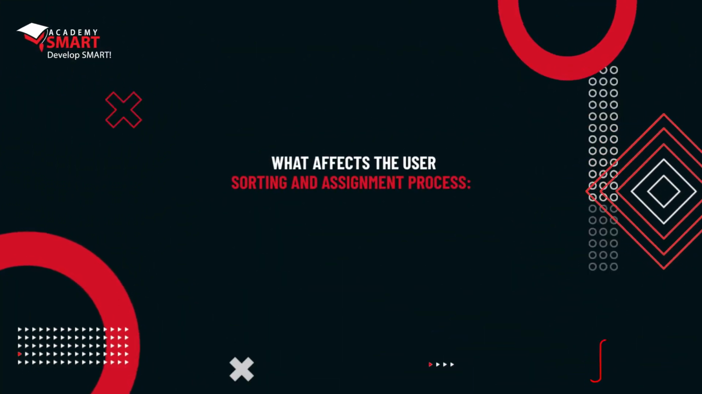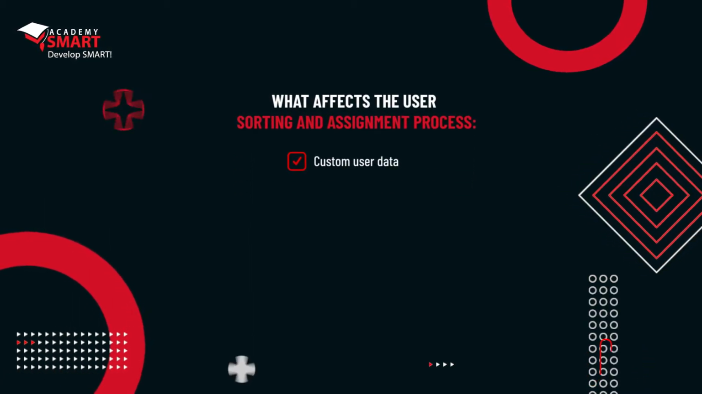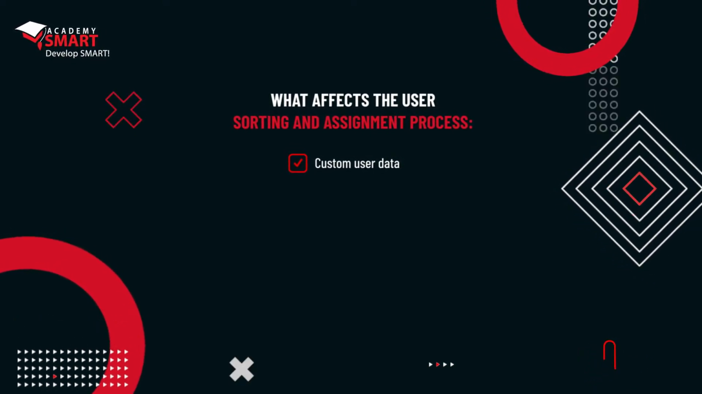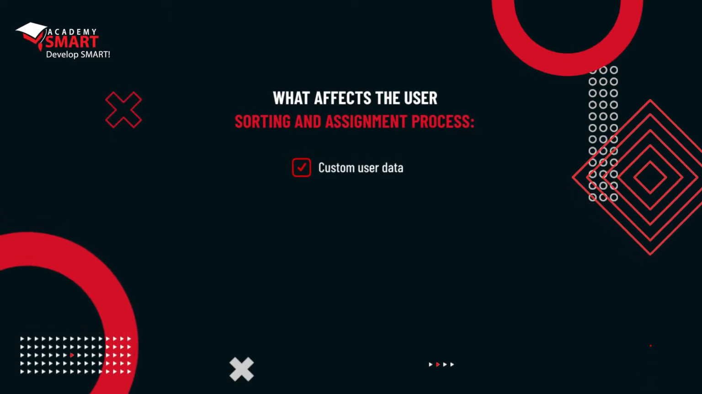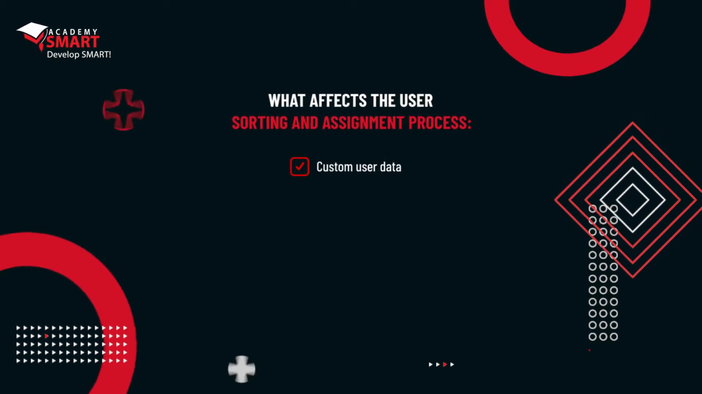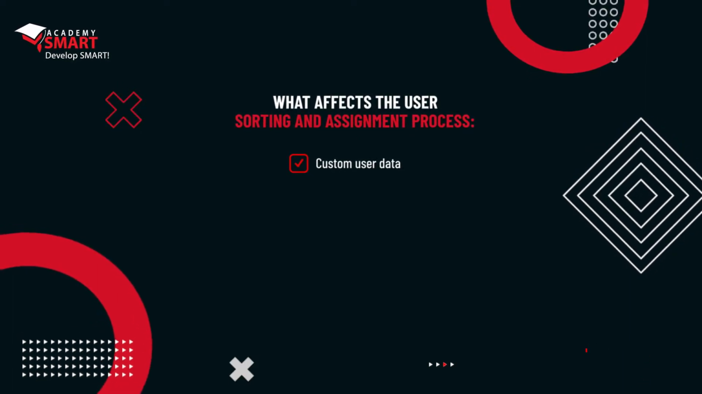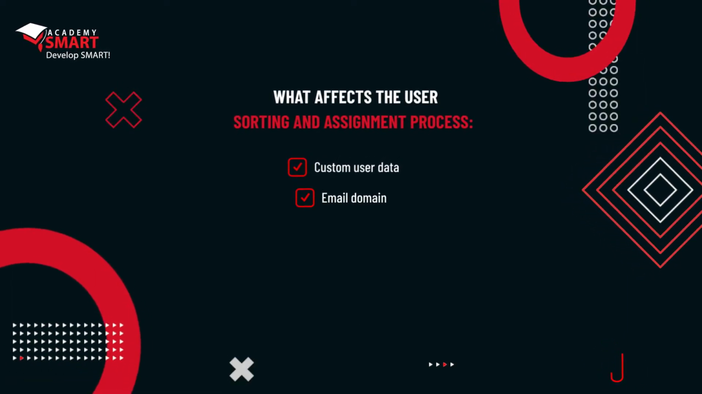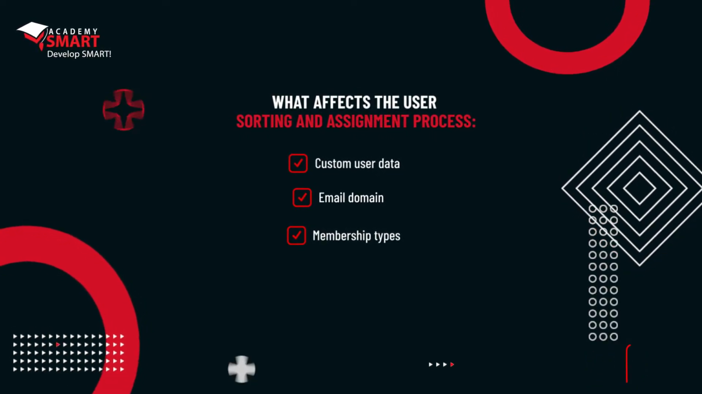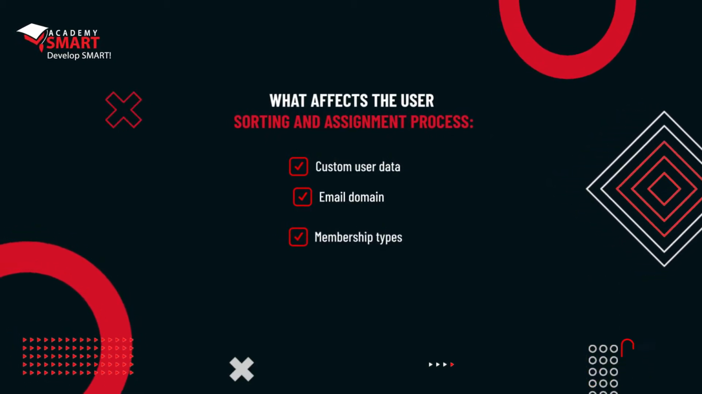The following information can influence the user sorting and assignment process. Custom user data. Any additional user details aside from their credentials and email addresses. This data can be stored within a CRM or HRM systems, or users can add such details by themselves. For example, a simple rule can sort the users by their job title. Email domain helps to filter the users based on their organization. Membership types usually helps to split users into relevant groups according to their membership status.